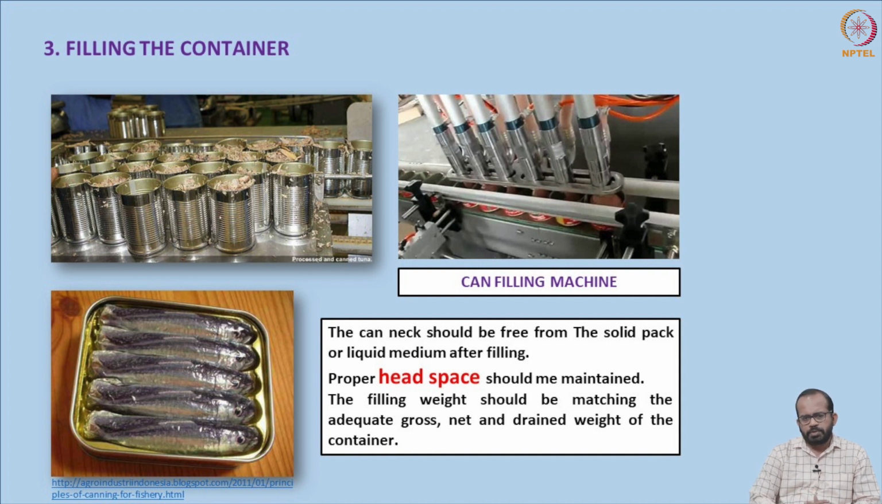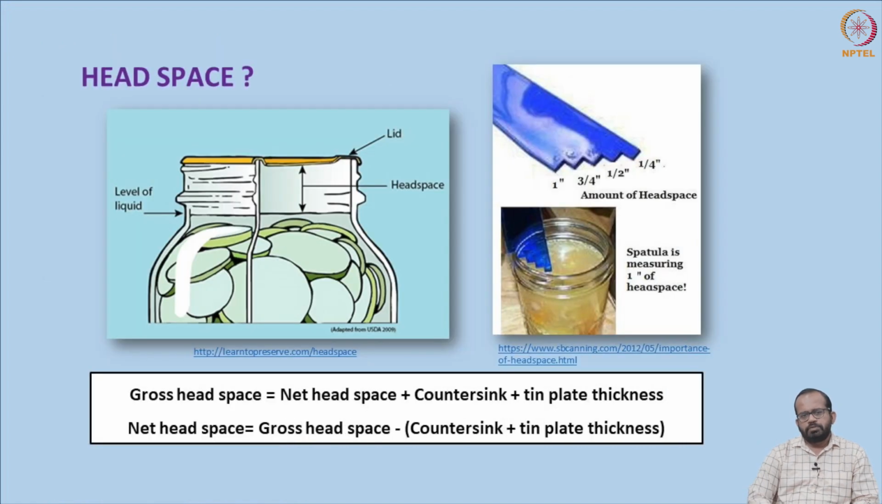Filling can be either manual or mechanical, and there are also different kinds of weight that need to be maintained. Gross weight, which is the total weight, is equal to the container plus food. Net weight is the gross weight minus the container weight, that is the product weight. Then there is drained weight, which is net weight minus liquid weight. So these are the different weight terminologies that we use while filling: gross weight, net weight, and drained weight.